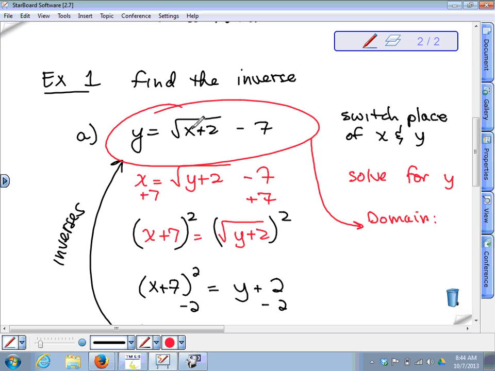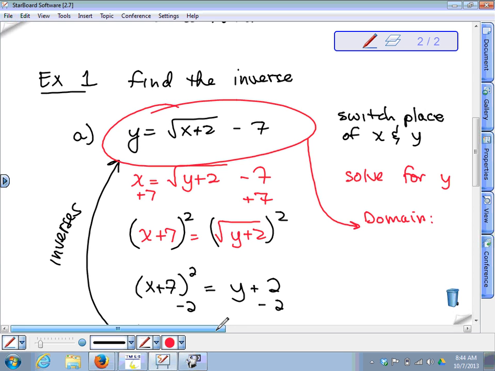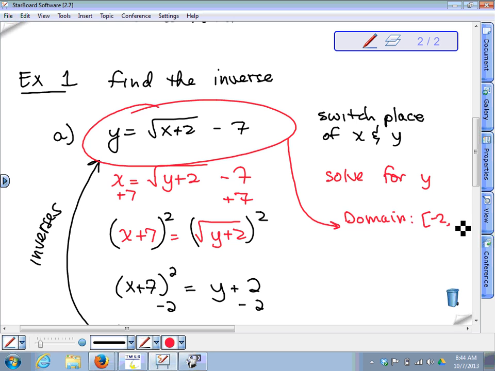What's the domain of the original function we started with in example 1? -2, comma, infinity. What about the range? Now, the range is a little bit harder to find using an equation. If you were to consider the graph of this, though, a real quick sketch of this graph, doesn't the +2 move it to the left 2 units? What does the -7 do to the graph? Moves it down 7. And a square root graph kind of looks like that. So considering a quick sketch of the graph, what's the range from -7?